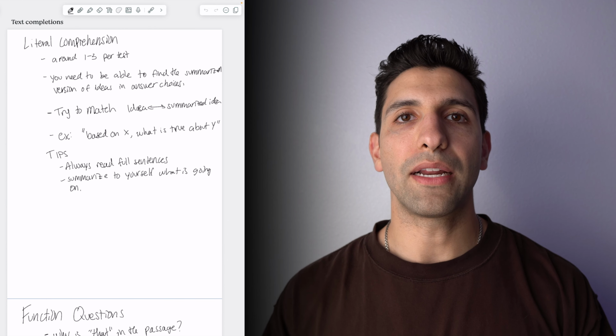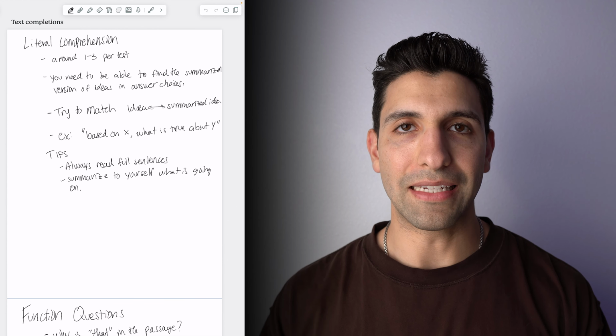You always need to be reading in full sentences and always summarize what is going on in the passage. If you've gone down 2 to 3 sentences and you're not exactly sure where you're at in the passage or what is going on in the passage, you need to go back, reread, and make sure you are actively reading and trying to understand what is happening. Only then will you be able to match the idea that you summarized yourself with one of the answer choices that are correct for that specific literal comprehension question.